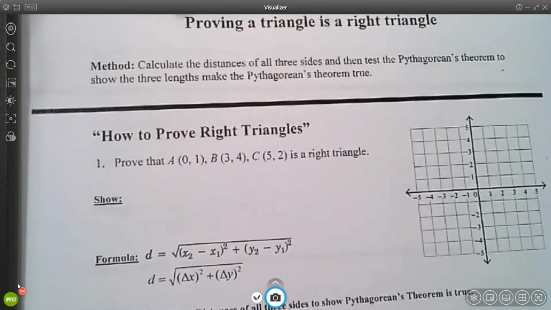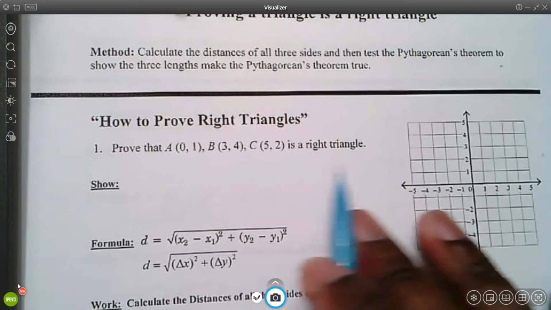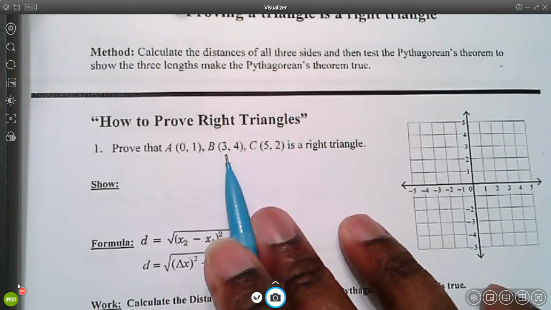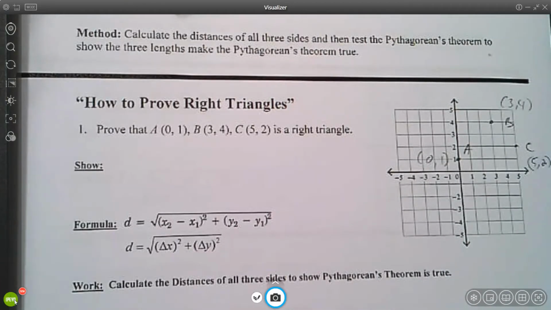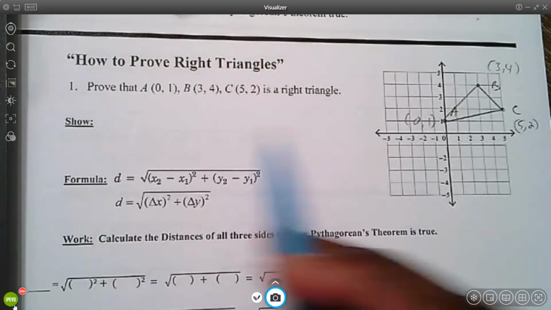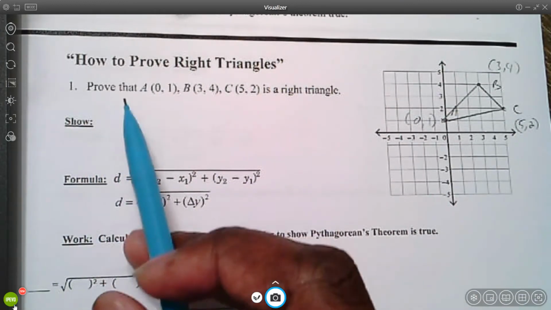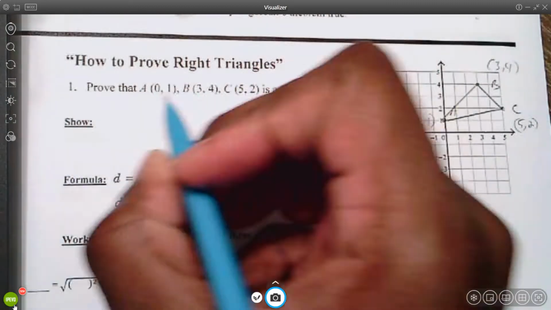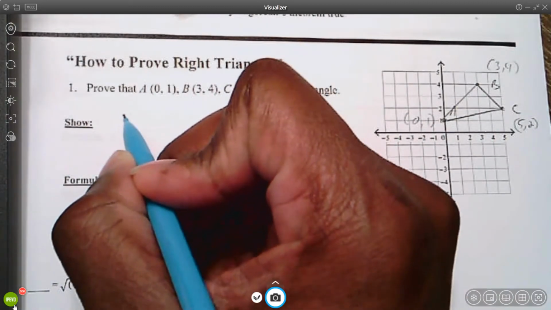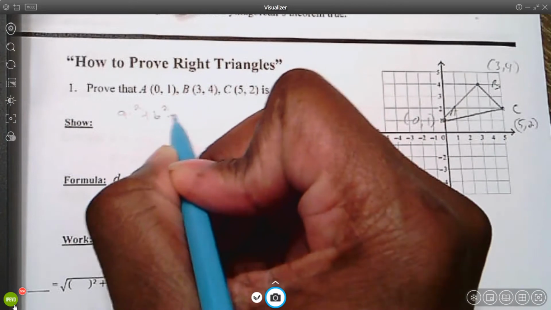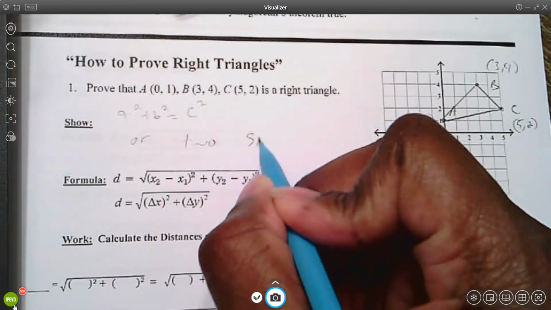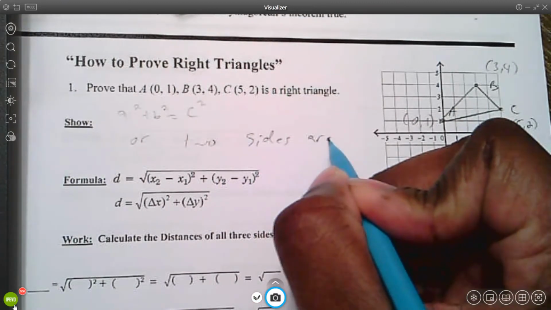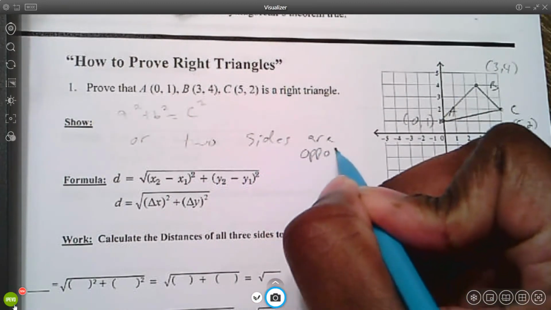So, getting started. The points are (0, 1), (3, 4), and (5, 2). I'm going to plot those. After I plot those points, I'm going to make a triangle with them. After I make a triangle, the first thing says you want to show that either a squared plus b squared equals c squared, or two sides are opposite reciprocals.